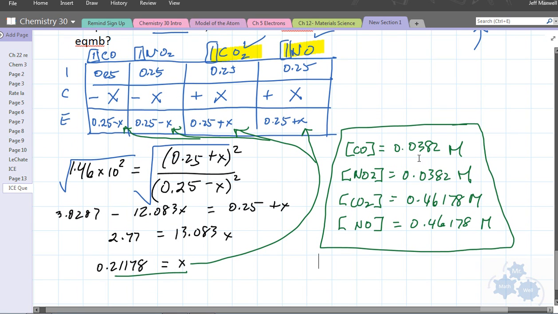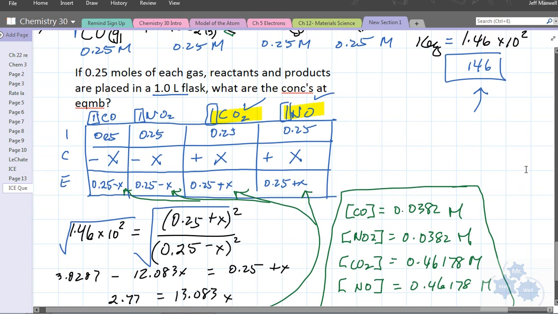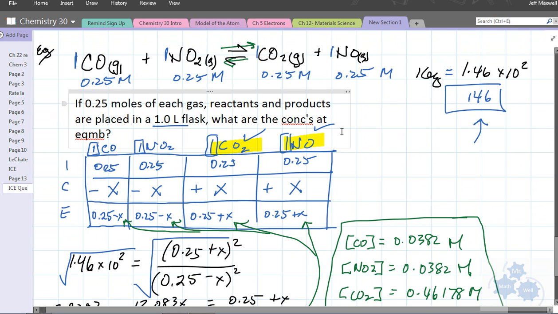But if you wrote this as 0.038 for these ones and 0.46 for these ones, that would be great as well. All right, so that's how that question turns out. This is sort of the third type of question you might run into where there are concentrations of everything, and then they're allowed to react to equilibrium, and you just got to use your brain a little bit to figure out how this chart might be filled out. But the chart's a good tool.